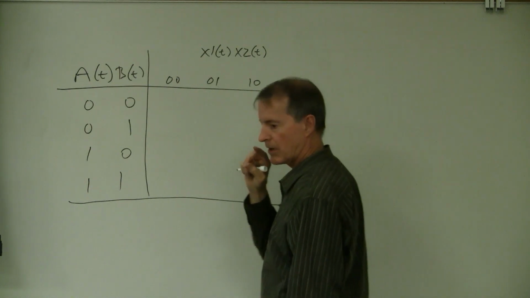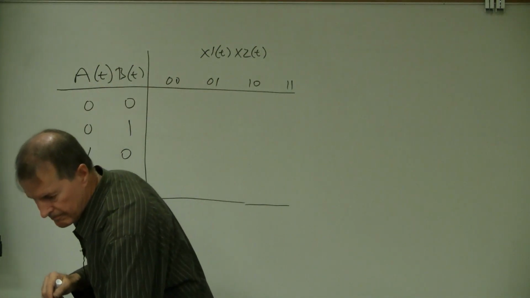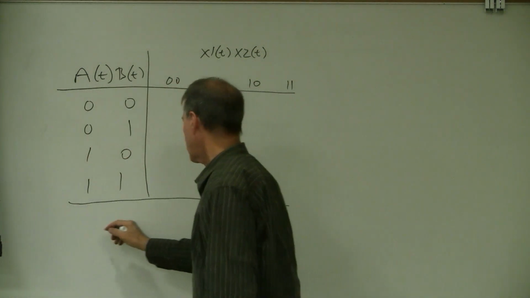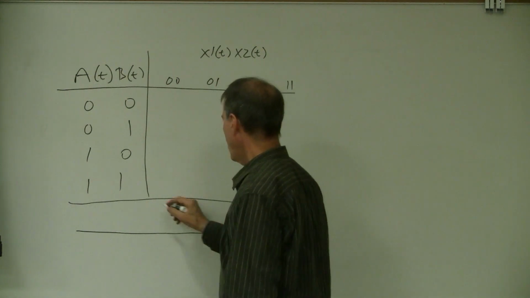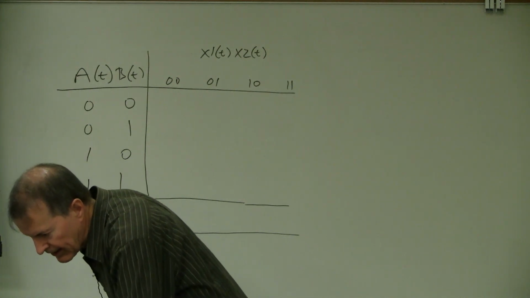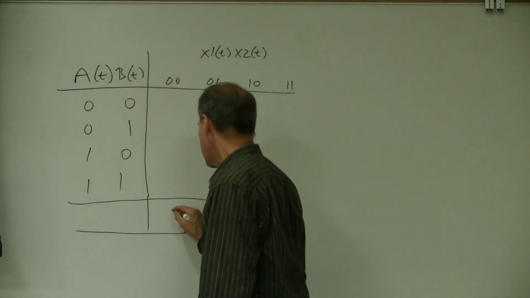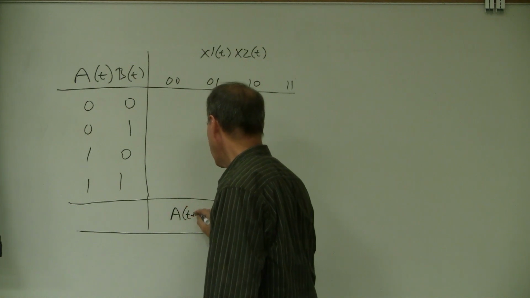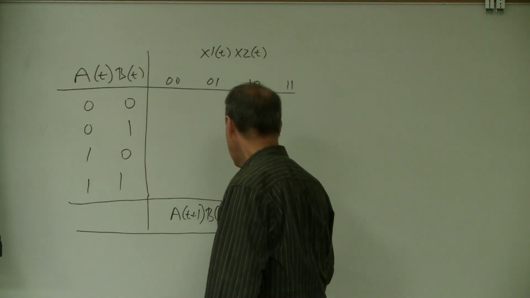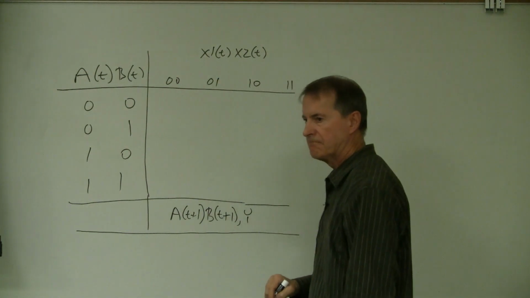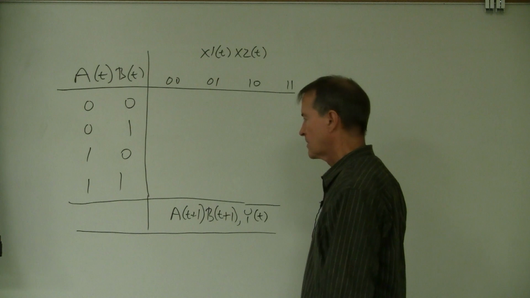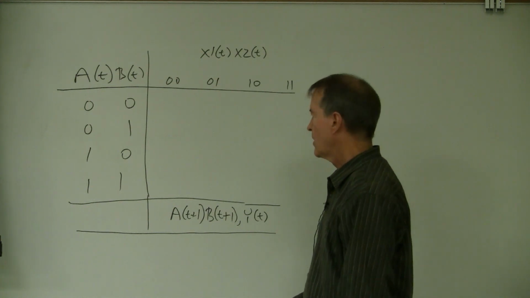Like this, okay? And now what we're going to do here, in the body of the table, we're going to indicate what's in the body of the table here. What is going to be here is going to be A at time t plus 1. Now watch this. It's A at time t plus 1, B at time t plus 1, comma, Y at what time? T. Y at time t. Now does everybody see that? Are you with me on this?